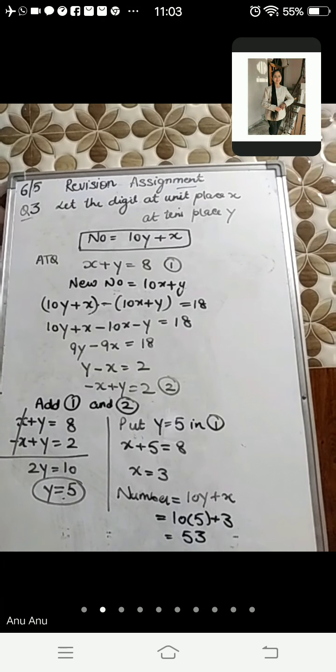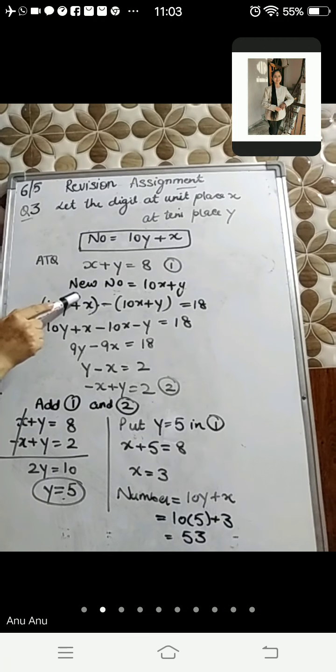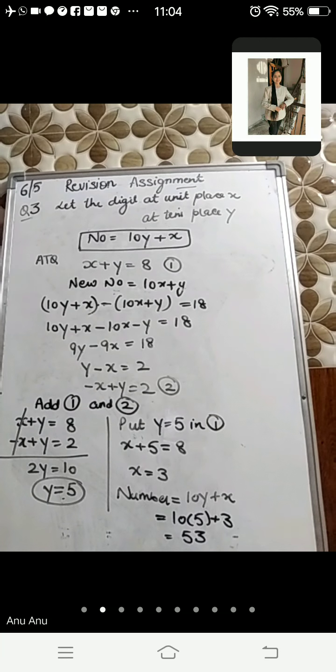Keep this in mind: this is the reverse number, that is the new number, the reverse number. So you don't have to find this, you have to find the number. If it says find the number and the reverse number, then you will find 53 and 35 both.